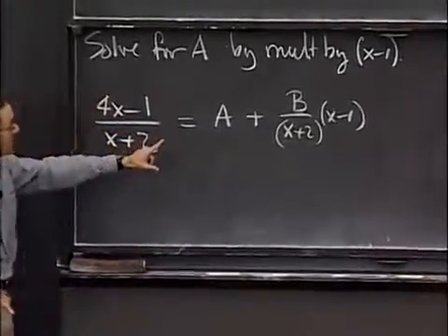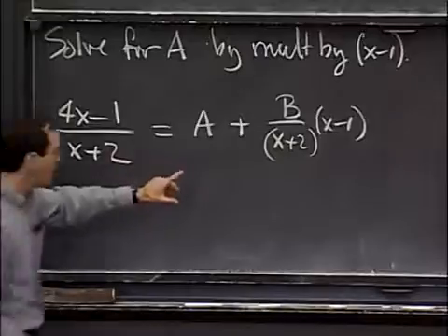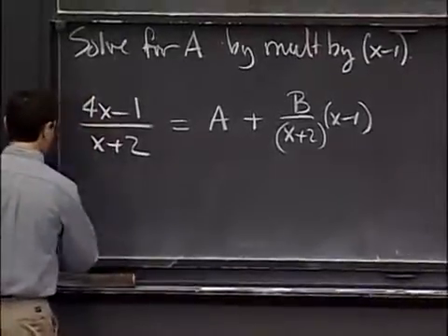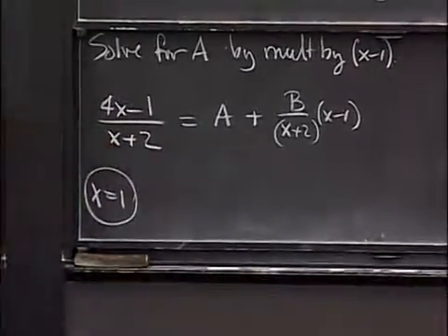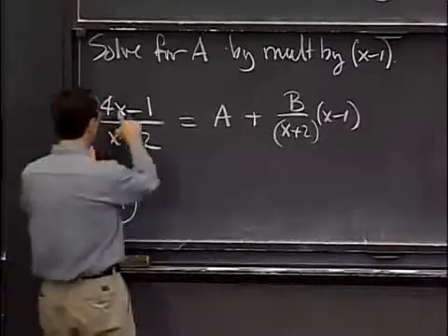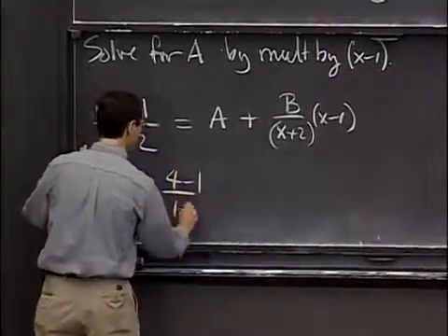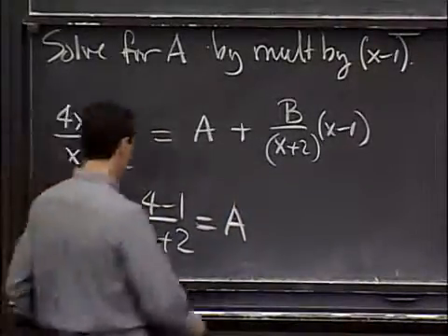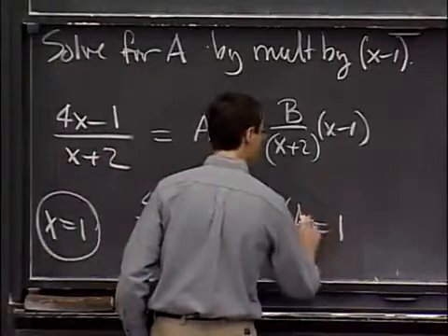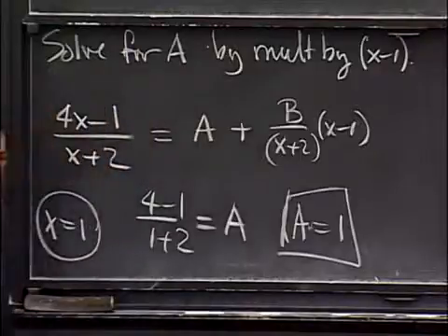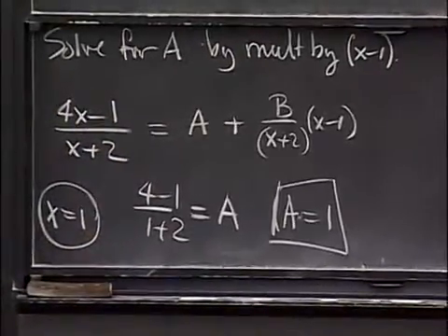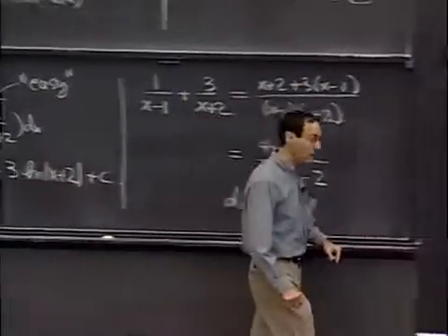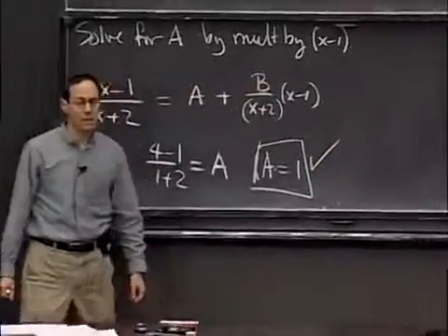Namely, if I plug in now x equals 1, this term drops out too. All right? So what I'm going to do now is plug in x equals 1. And what I get on the left-hand side here is 4 minus 1 over 1 plus 2. And on the right-hand side, I get A. That's the end. All right, this is my formula for A. A happens to be equal to 1. And that's, of course, what I expect. A had better be 1 because the thing broke up into 1 over x minus 1 plus 3 over x plus 2. So this is the correct answer.